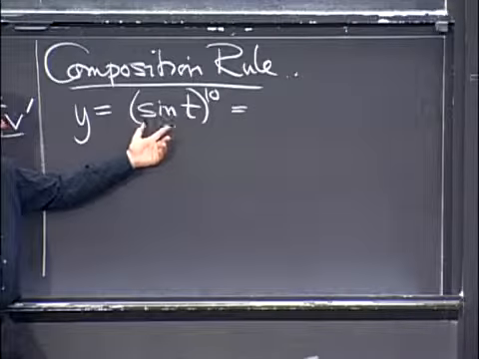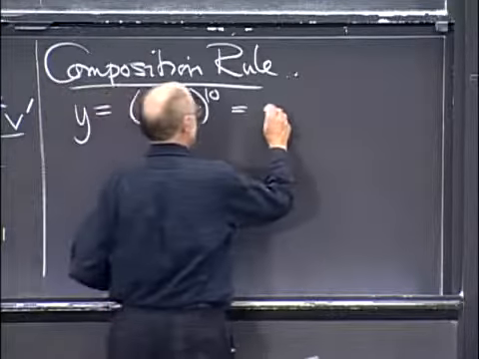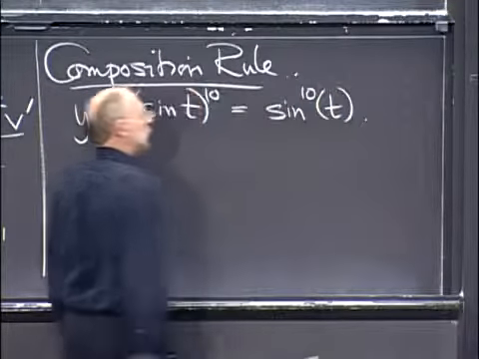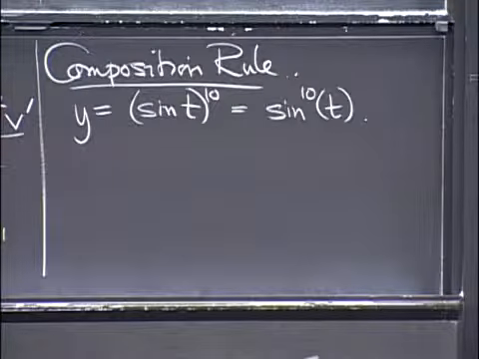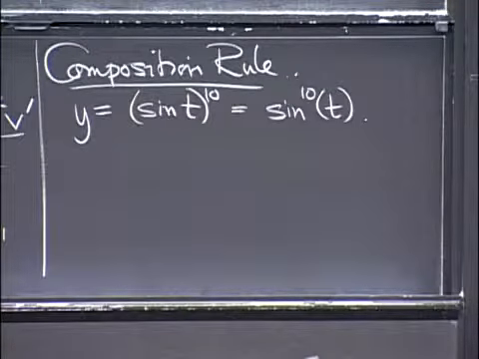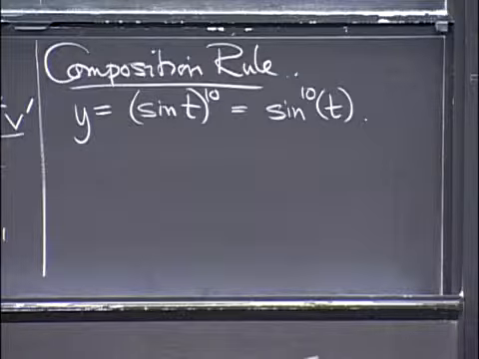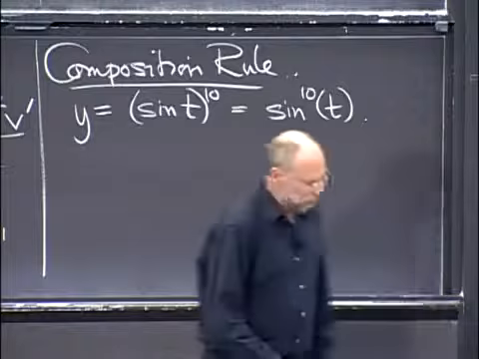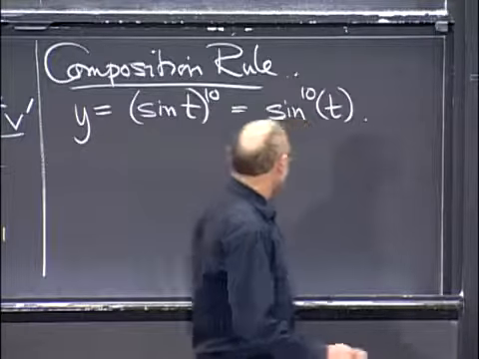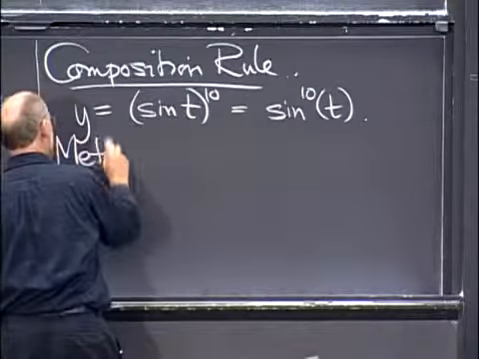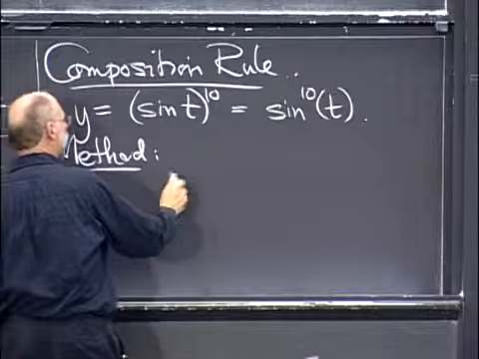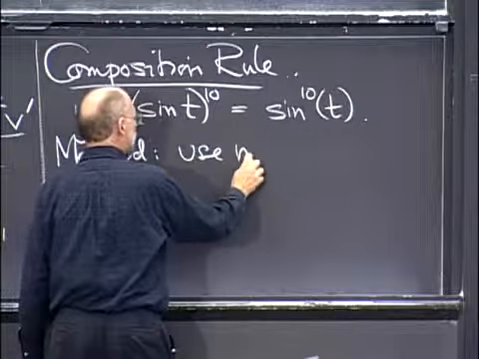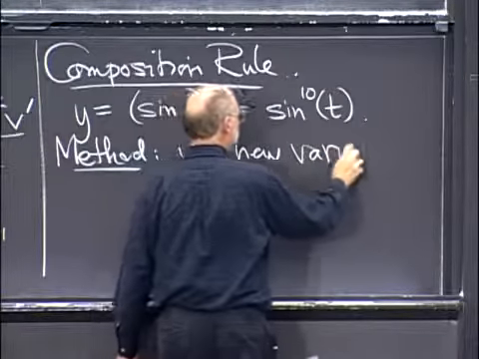And there's a little notational switch that people use. They'll write sine to the 10 of t. But remember that when you write sine to the 10 of t, what you mean is take the sine of t and then take the 10th power of that. That's the meaning of sine to the 10 of t. So the method of dealing with this kind of composition of functions is to use new variable names.